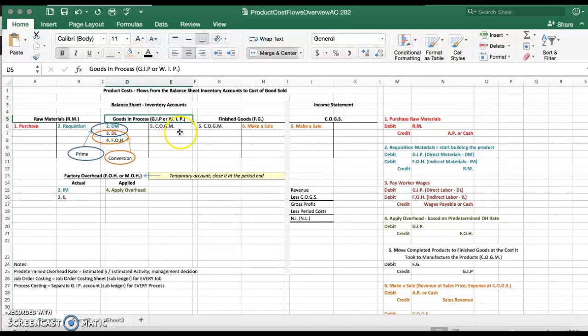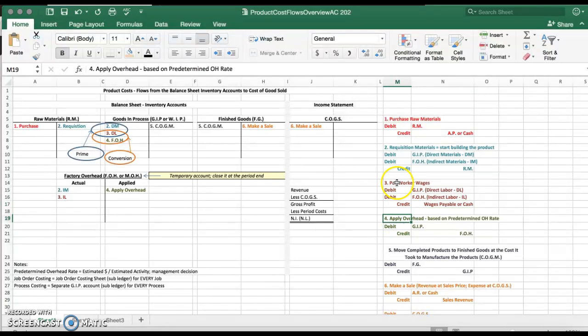So once the goods are finished, we're going to have some direct labor costs too. So we're going to have to pay workers. So we're always going to debit direct labor or indirect labor and credit either wages payable or cash.